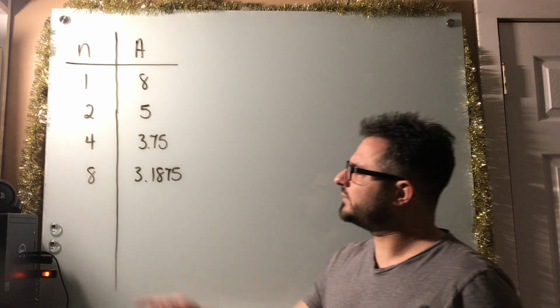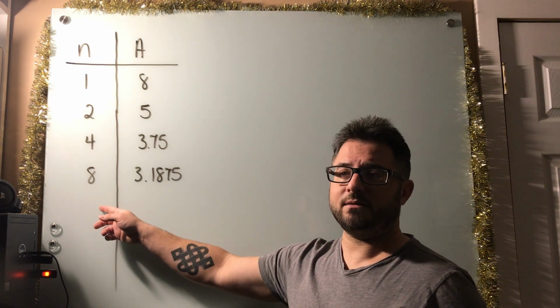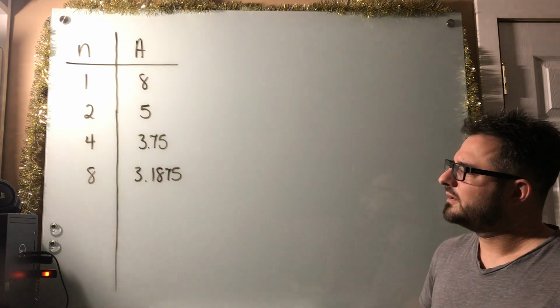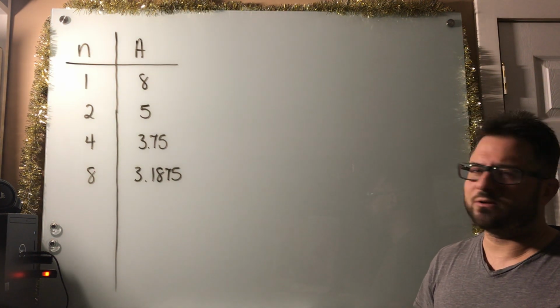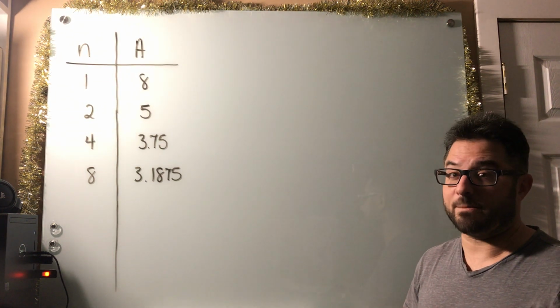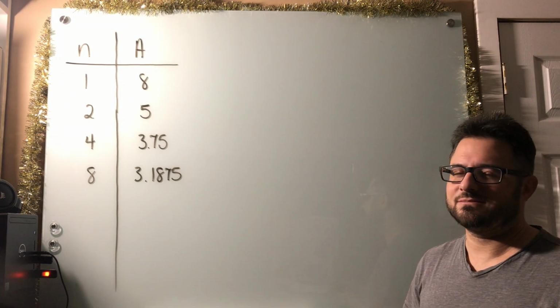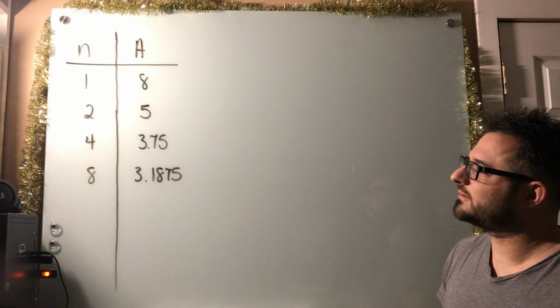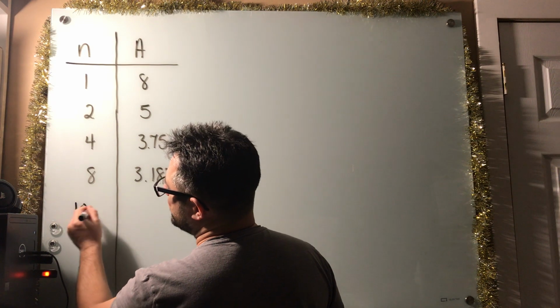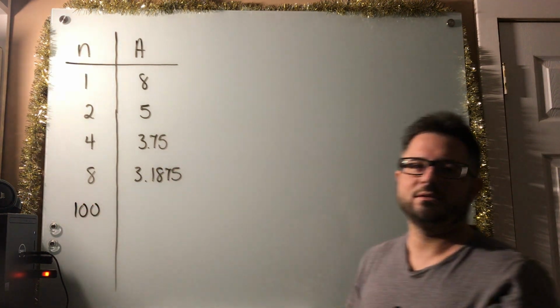Now, I suppose the next thing we could do is double it again and go to 16, and then to 32, and then to 64, and so on. But really, what we're looking at here is that the more rectangles we use, the better our estimate is. So why not speed up the process a little bit? Let's jump ahead and see what happens when we use 100 rectangles.